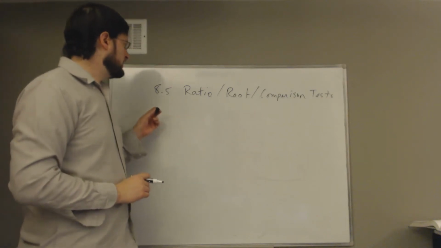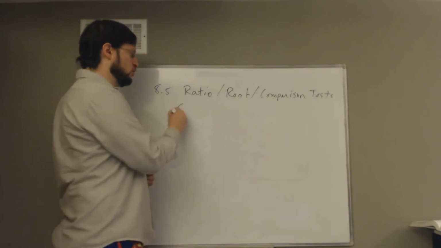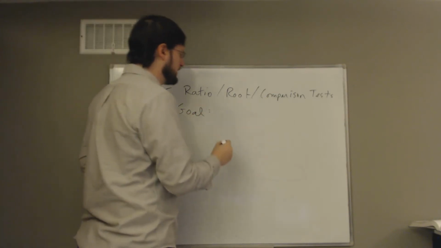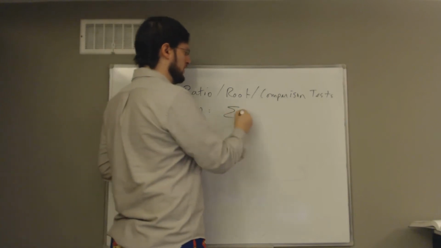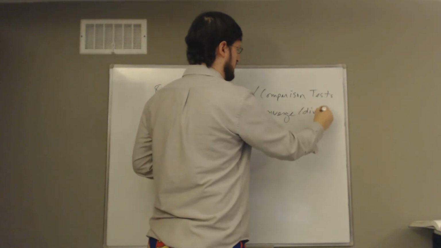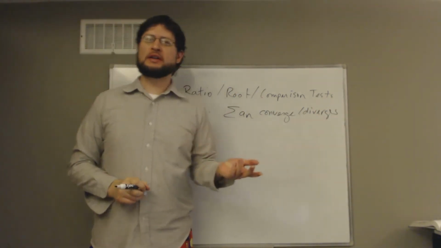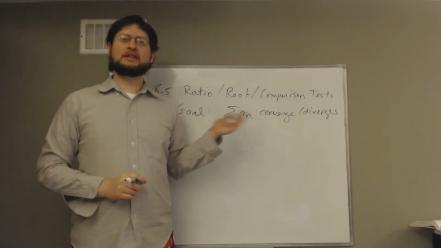Okay, so today we're going to look at section 8.5, ratio, root, and comparison test. Our goal here is to develop new ways of deciding whether or not a series, a_n, converges or diverges. So that's our idea. At this point, we don't have too many ways of actually doing that.